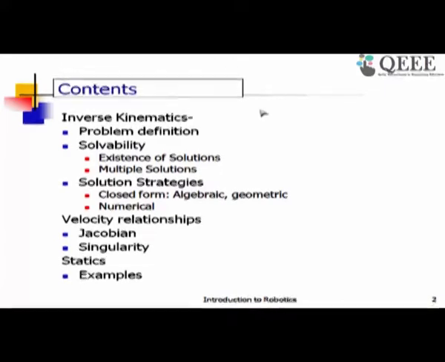How do we actually solve the inverse kinematics problem for a given manipulator? And after that we will look into the velocity relationship. We will talk about the Jacobian, then singularities, and briefly touch upon the statics of the manipulator, or how we look into the static force analysis of the manipulator, especially the joint torque needed to get a particular static force applied at the tool tip.